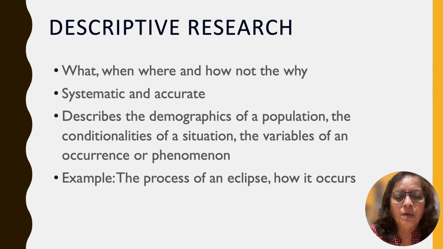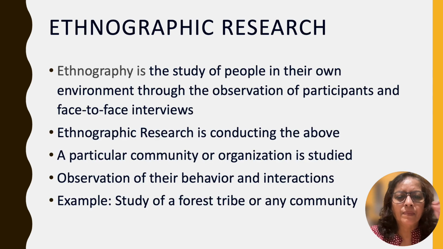Like that. Now, the process of an eclipse. What is the position? It is an example of how it occurs. What is the position of the sun? What is the position of the moon? What is the position of the earth? And only then it occurs. Something like this. Next is ethnographic research.